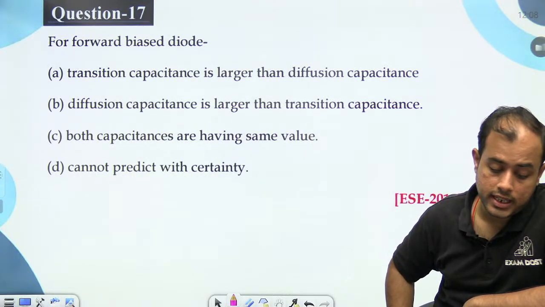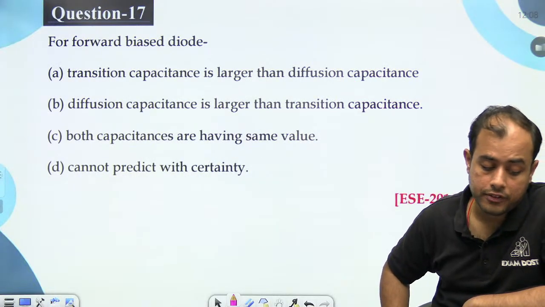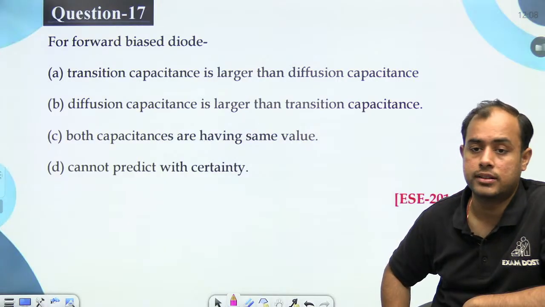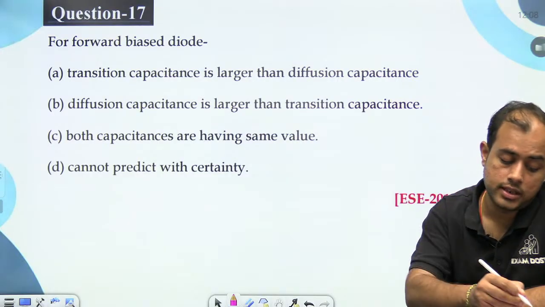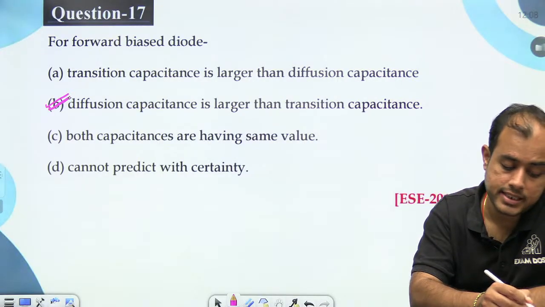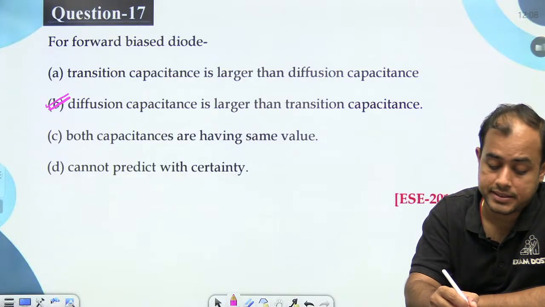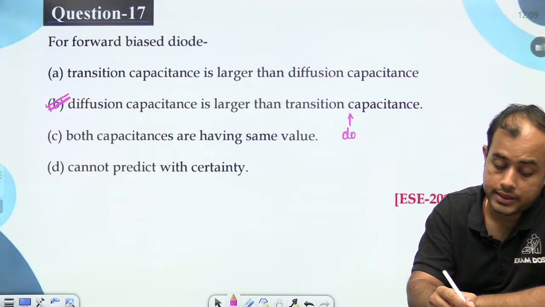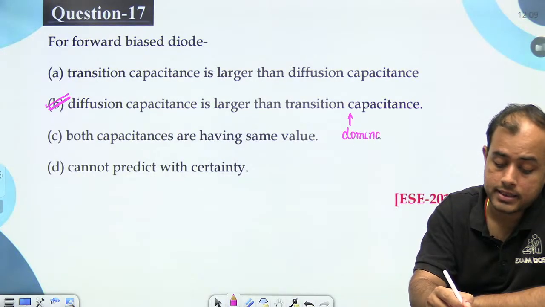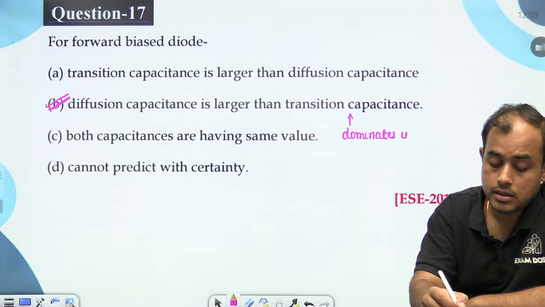ESE 2014, for a forward bias diode, diffusion capacitance will dominate transition capacitance because transition capacitance dominates under reverse bias.